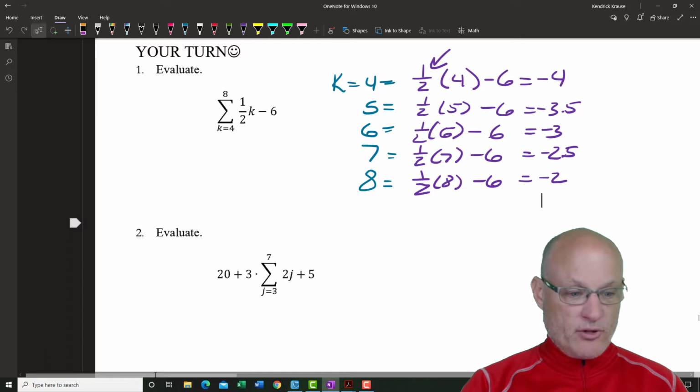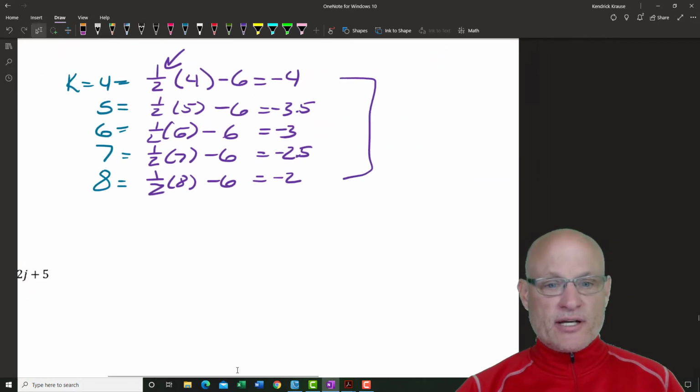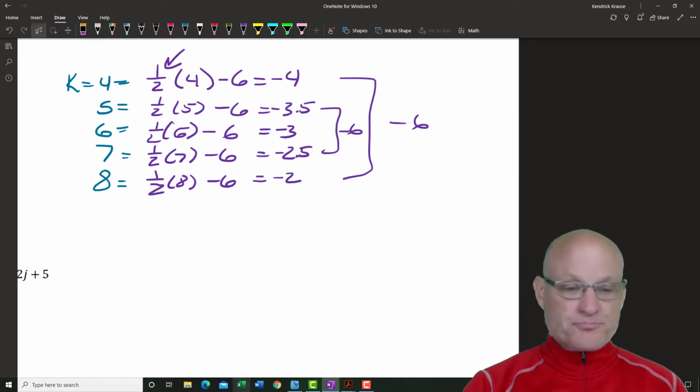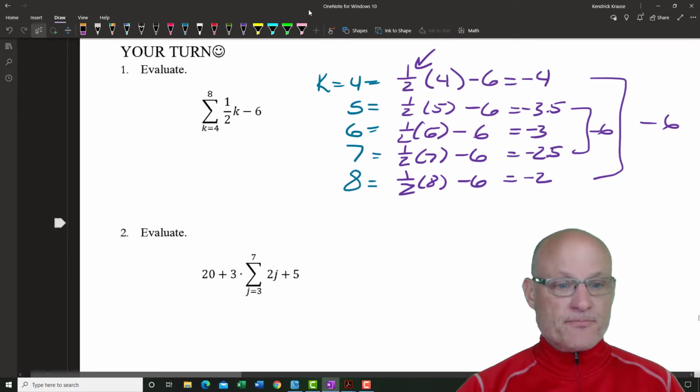I gotta move it over though. Add all this stuff up. Let's see, this is negative 6, and this is negative 6. So negative 6 and negative 6 is negative 12, and negative 3 is negative 15. So there you go. That's the answer. Negative 15.